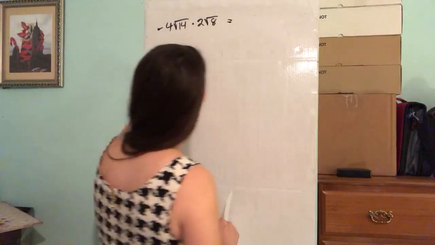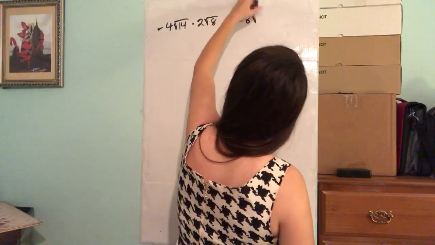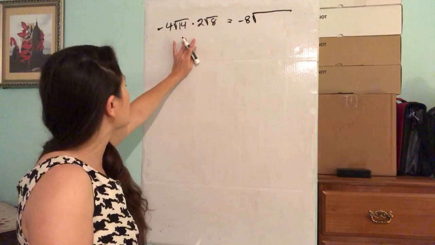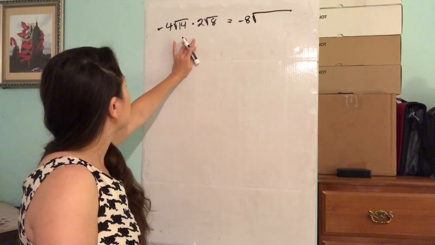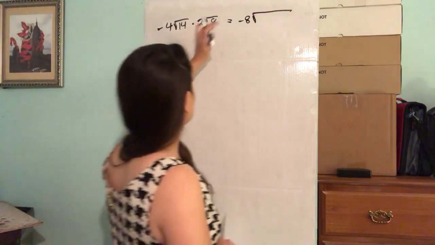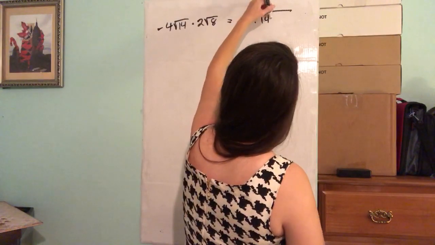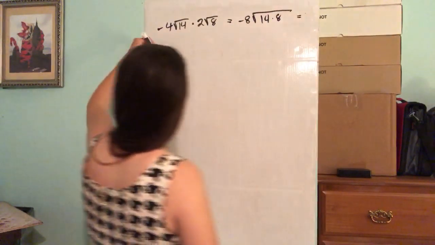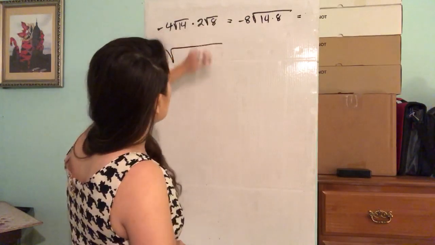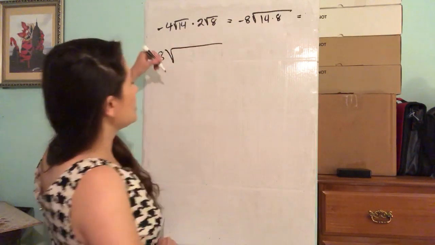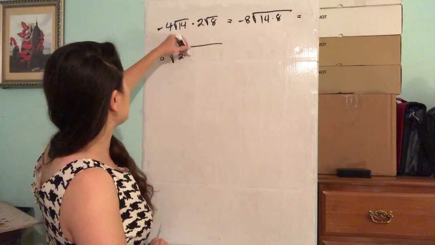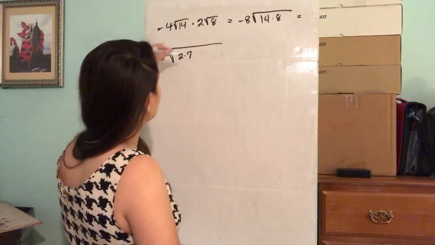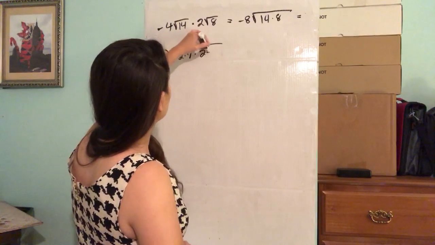-4 times 2 is -8. Okay, and we're going to combine these two radicals. We can just leave it as 14 times 8 for now, because we can break it down further. So we got -8. Let's break down these numbers. So 14 can be broken down into 2 and 7. 8 can be broken down into 2 and 4, right?